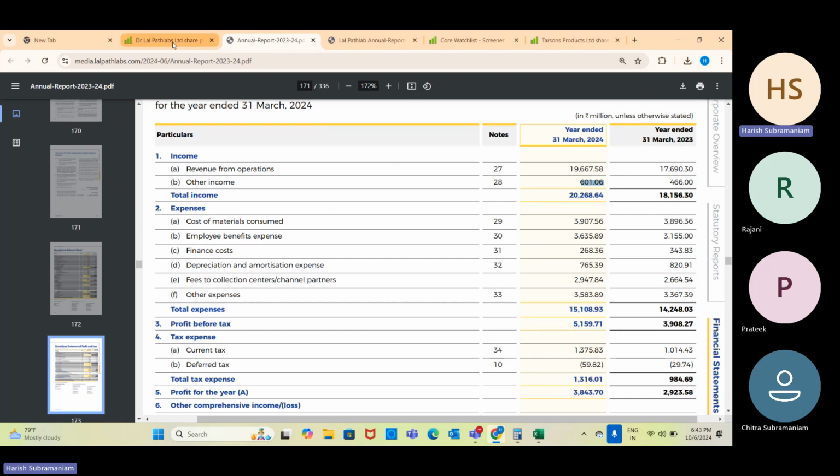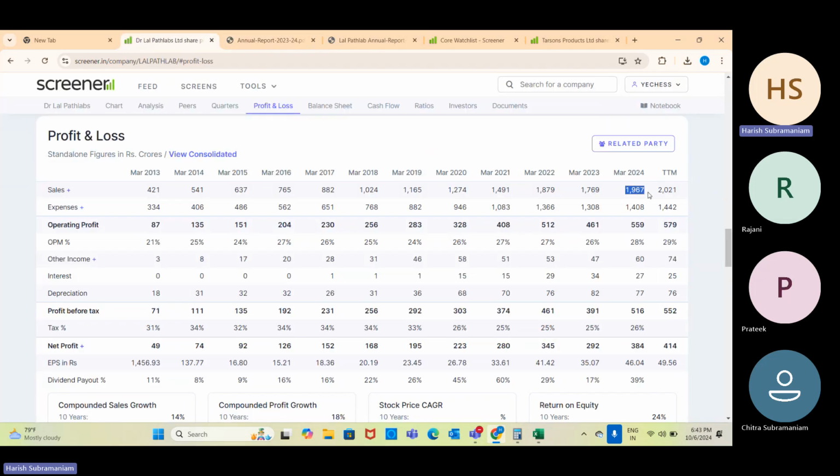So Screener is focusing more on the earnings from the core business. Okay. So I think with this, we will conclude today's class.